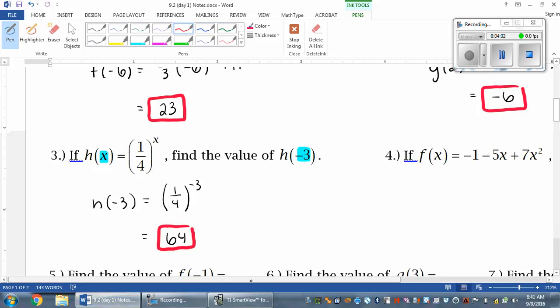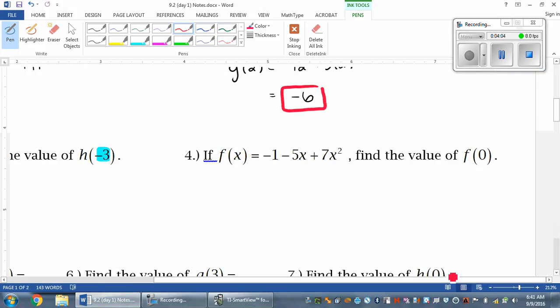Okay, let's move on to 4. If f of x is equal to negative 1 minus 5x plus 7x squared, find the value of f of 0. Again, replacing x with 0. And f of x in this case is a quadratic function because the biggest exponent is a 2. f of 0 equals negative 1 minus 5 times 0 plus 7 times 0 squared. Put that whole thing in your calculator to get negative 1.